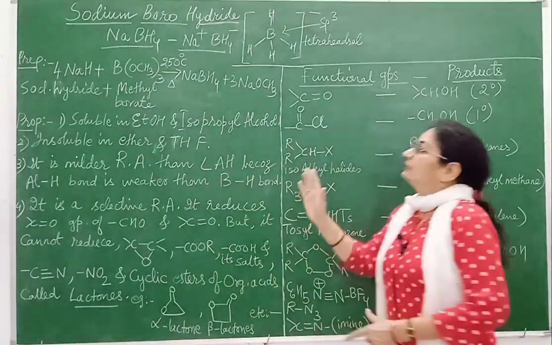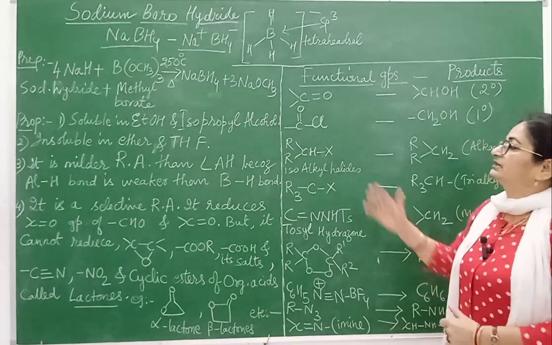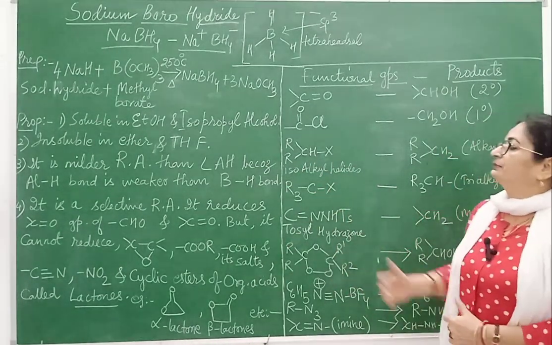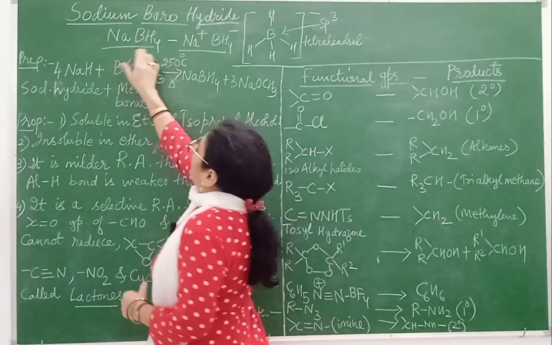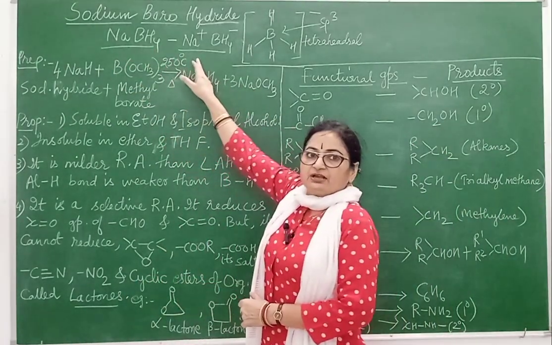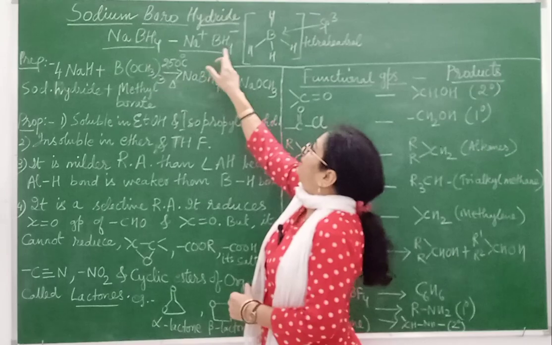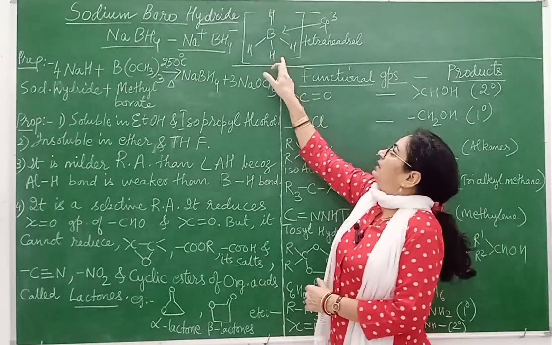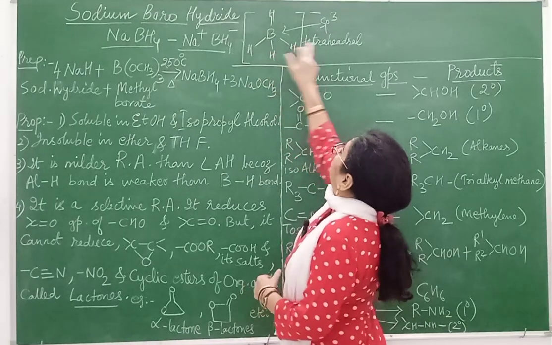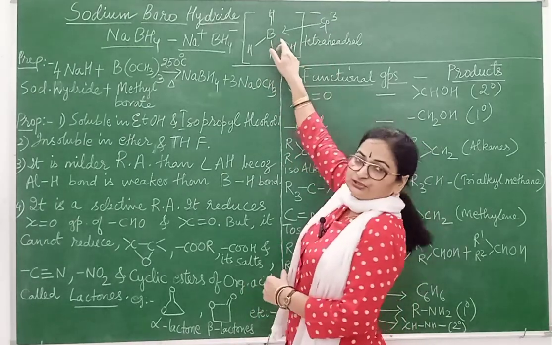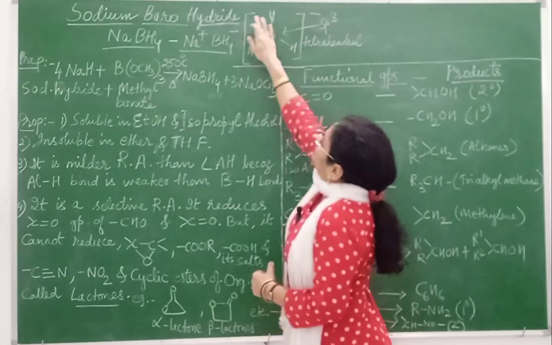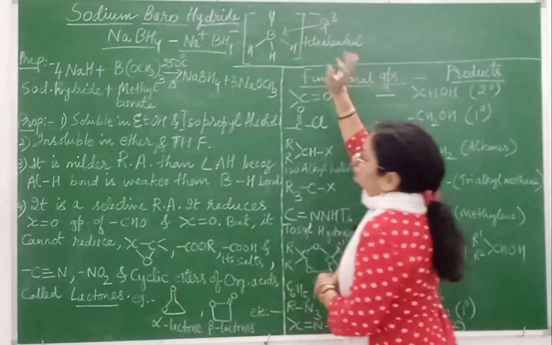Today's topic is sodium borohydride. It is also a very important reagent, just like lithium aluminum hydride which we discussed in our previous videos. Sodium borohydride contains a positively charged Na+ ion and a BH4- ion. See the structure of the BH4 ion: it is tetrahedral, the hybridization of boron is sp3, and this whole species is negatively charged.